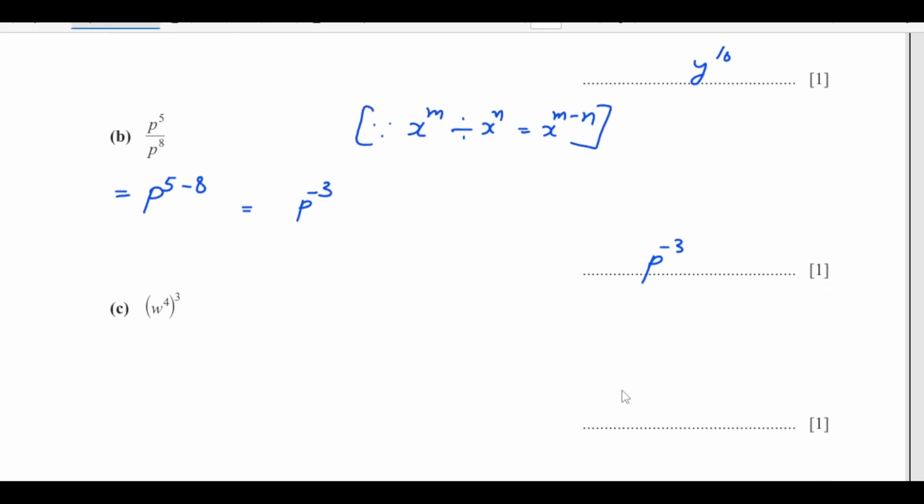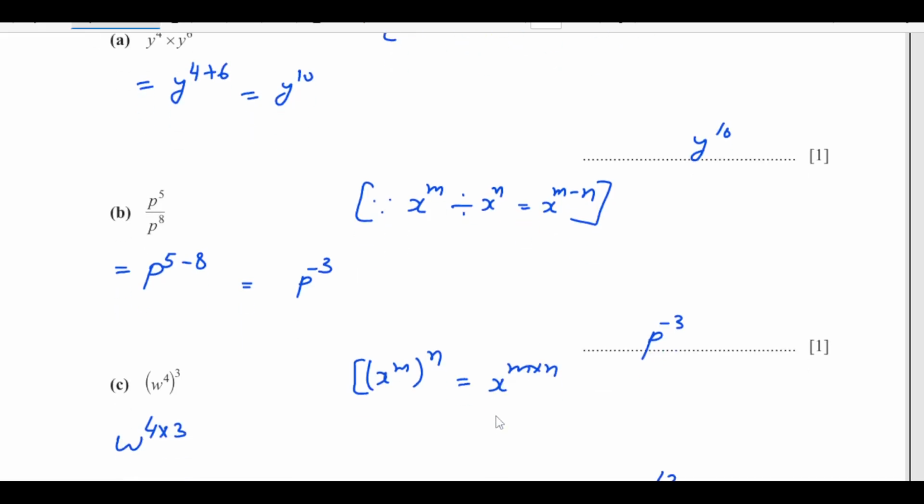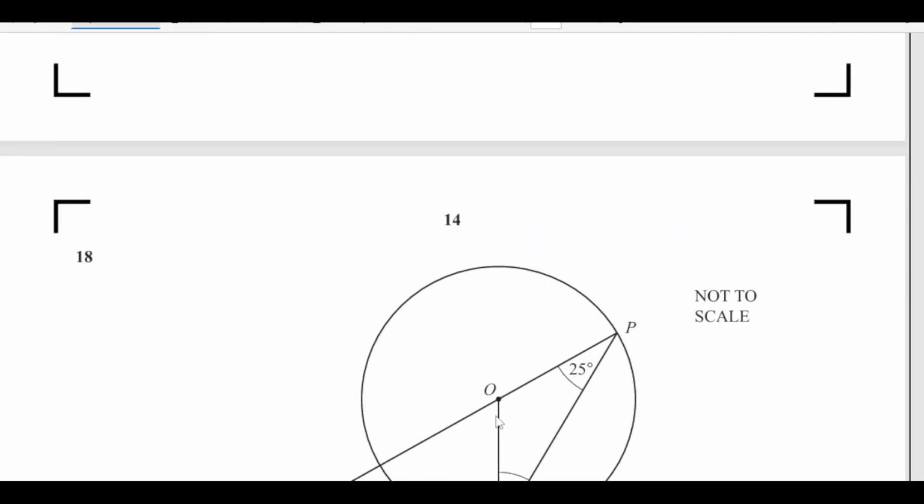Next, again an exponent rule: if we have x^m and then outside we have n, then we multiply the powers, m times n. We will do the same here, 4 times 3, that is 12. So, w^12, right. So, this question has used 3 rules of exponents, that you should be clear about.